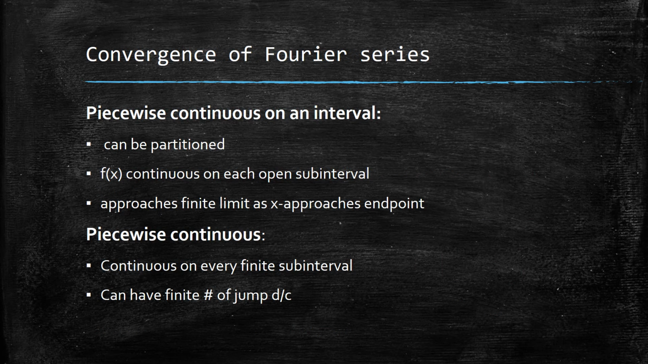When considering the convergence of the Fourier series, we should be familiar with some key terms. A function which is piecewise continuous on an interval can be partitioned into a finite number of subintervals, such that f is continuous on each open subinterval and approaches a finite limit as x approaches the endpoint of any subinterval. More specifically, a function is considered piecewise continuous if it is continuous on every finite subinterval except for a finite number of jump discontinuities.